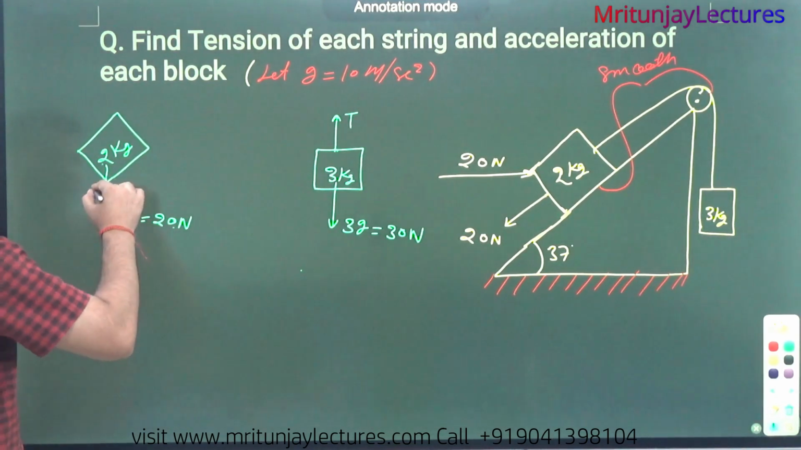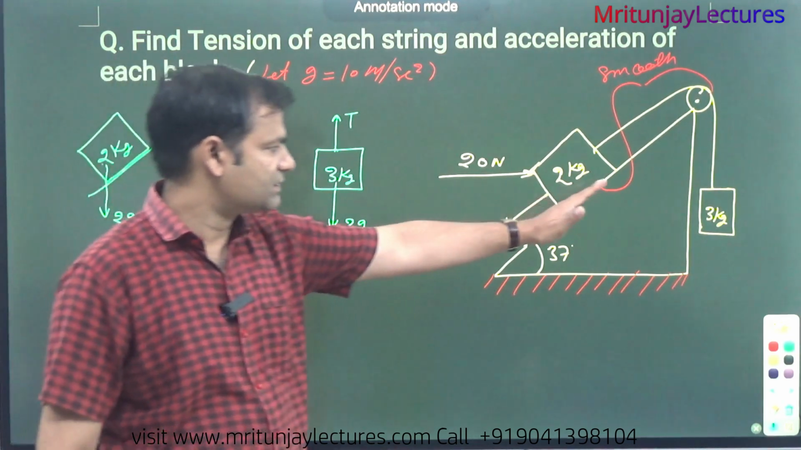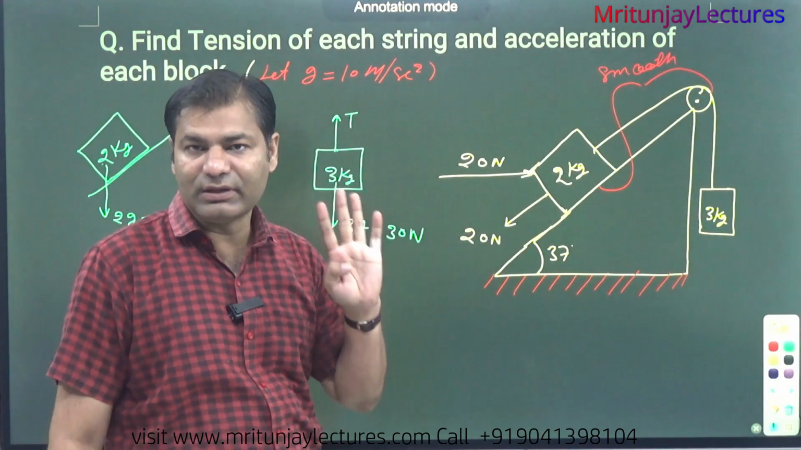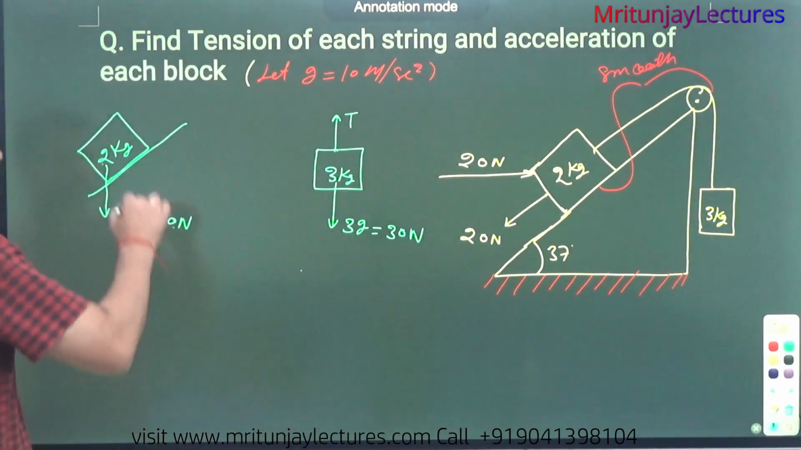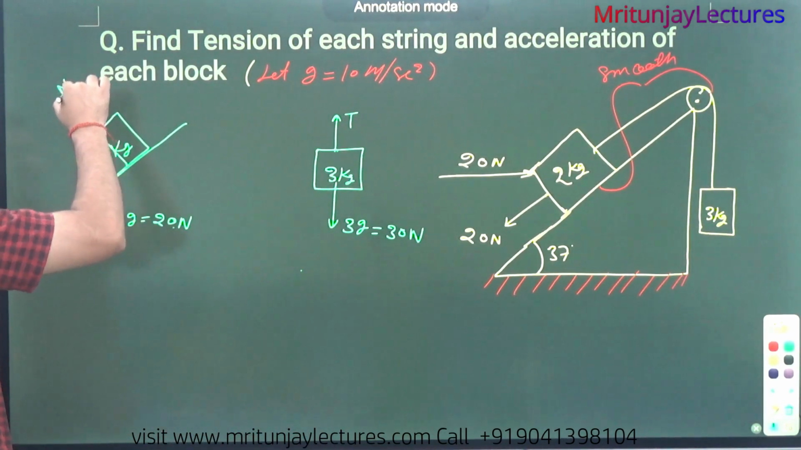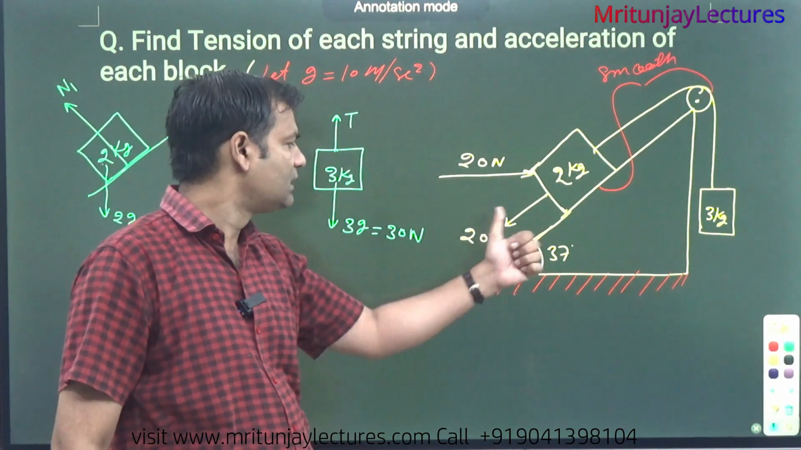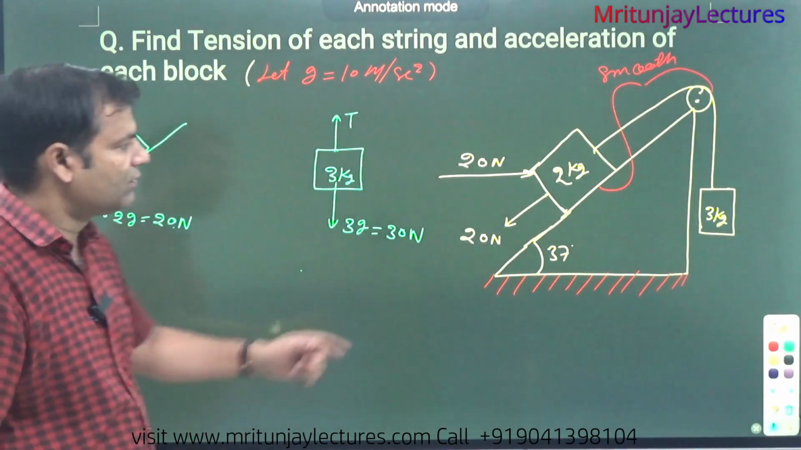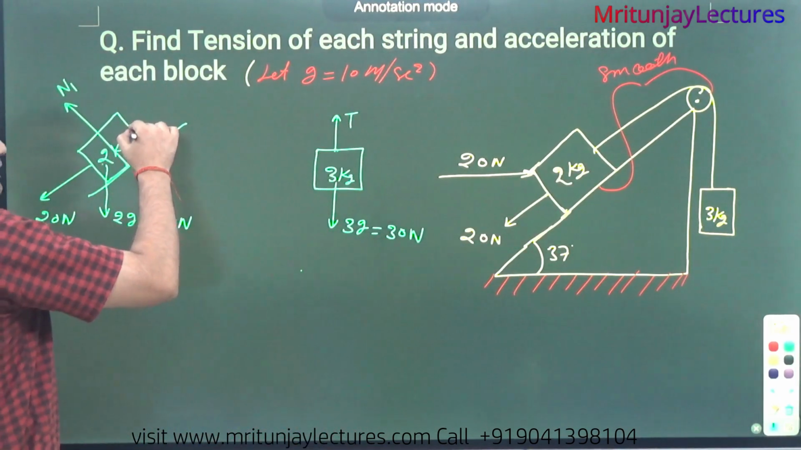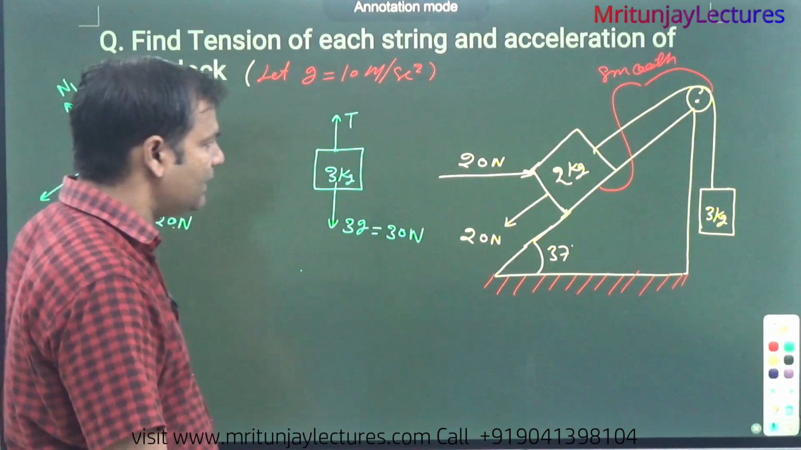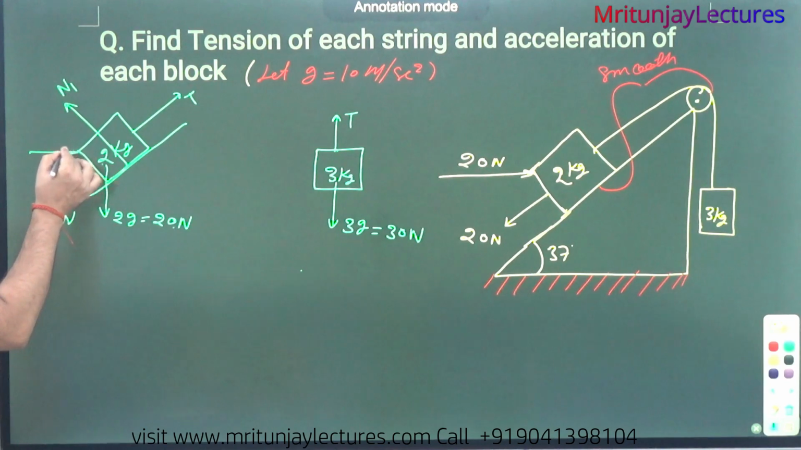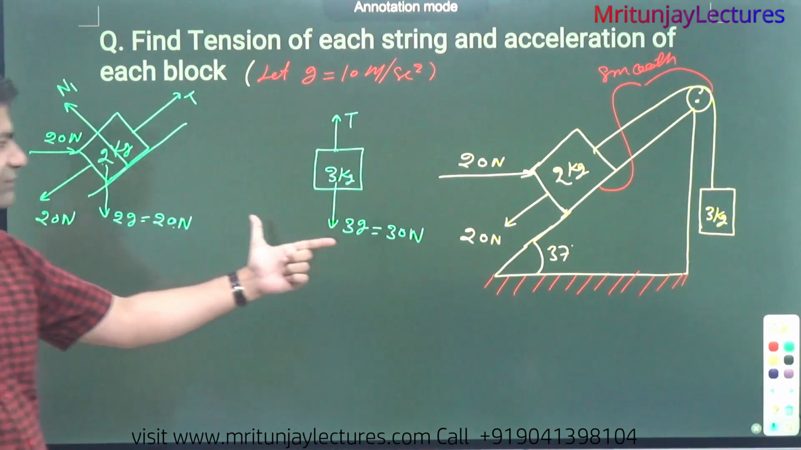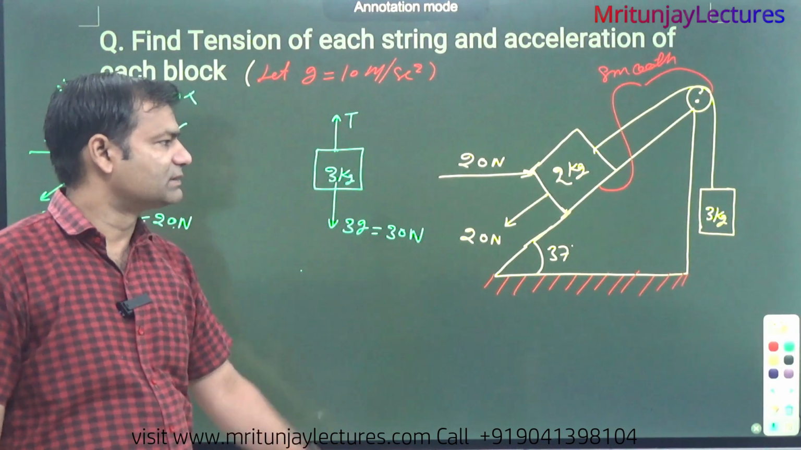Now next one is the surface. There are direct contact forces, this one, this one, this one and this one, four contact forces available for the 2 kg mass. The normal force is always perpendicular to the surface, and here 20 Newton, here 20 Newton. The string develops tension like that and 20 Newton force applies here. Clear or not? This is the complete free body diagram of the 2 kg mass and this one is the complete diagram of the 3 kg mass.